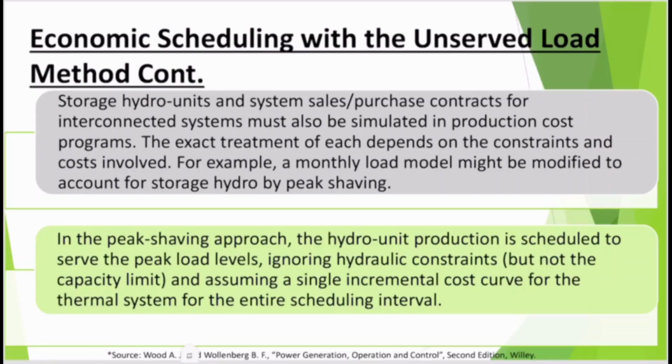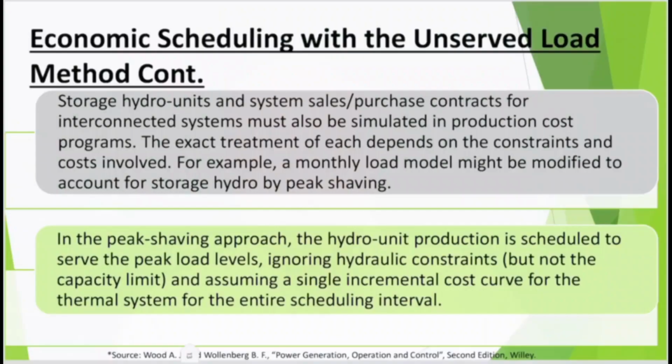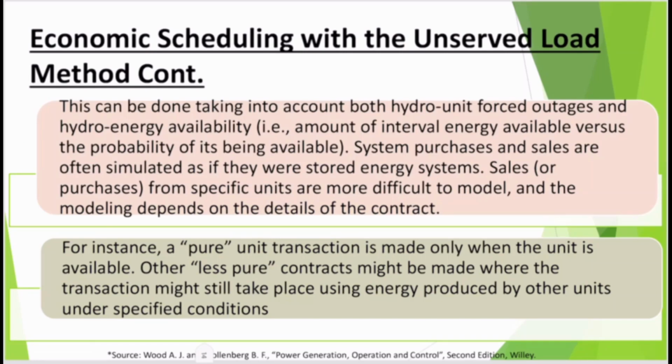Now, in the peak saving approach, the hydro unit production is scheduled to serve the peak load interval, ignoring all hydraulic constraints, but not the capacity limits, and assuming a single incremental cost curve for the thermal system for the entire scheduling interval. This can be done taking into account both hydro unit forced outages and hydro energy availability, that is, the amount of interval energy available versus the probability of its being available.